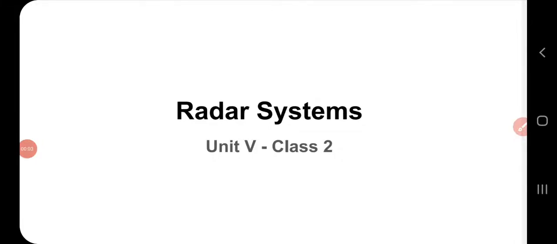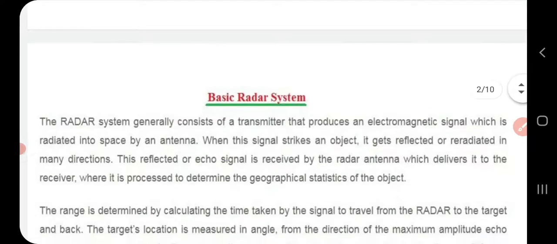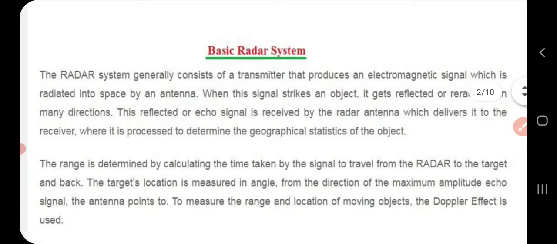Okay, this is the second class on our topic, radar systems. Now, here we are going to discuss a basic radar system. Radar we have already discussed. It is radio detection and ranging.